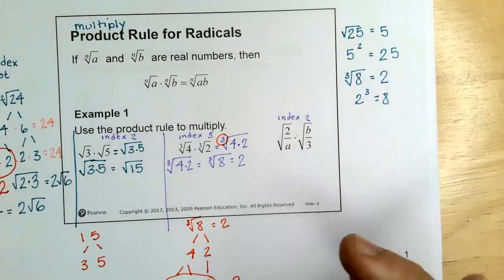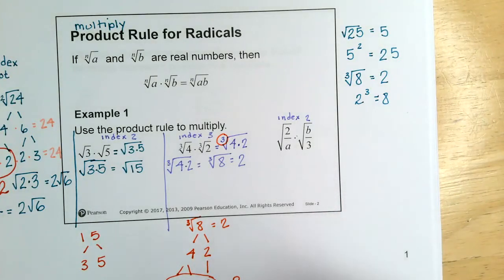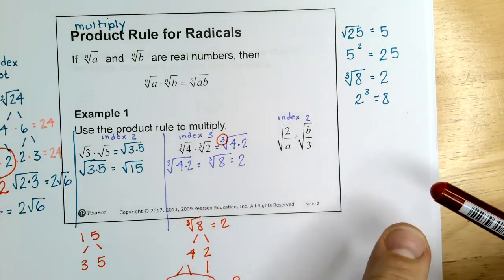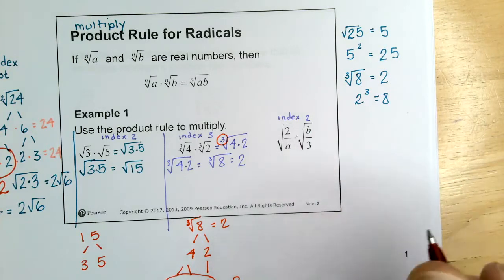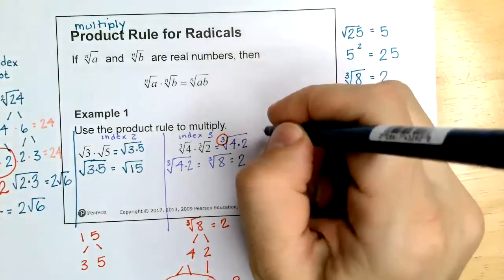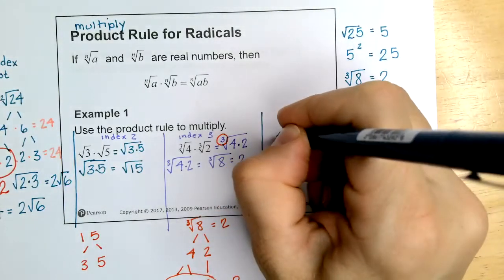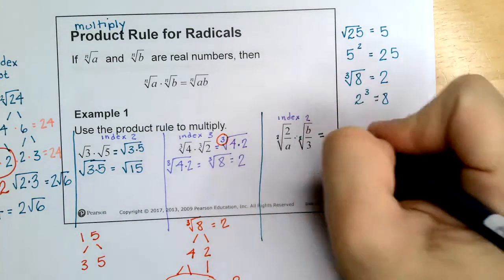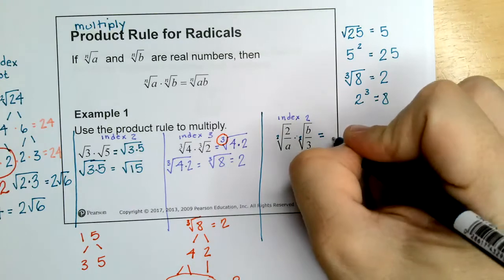All right, and here we have fractions. Don't worry, the rules don't change just because it's a fraction. The rules don't change just because it's a variable. Okay, so that's an index of 2. That means it's an understood 2 right here. So those are the same. They're both 2s.